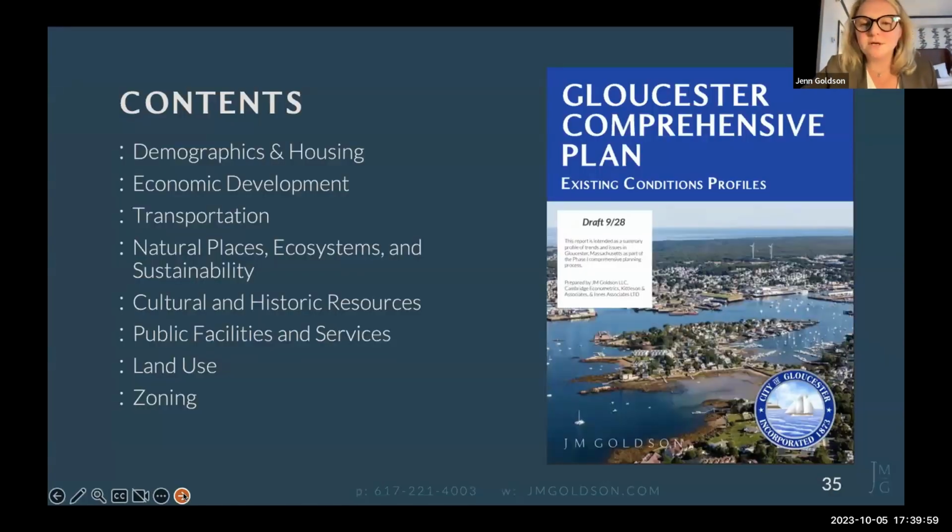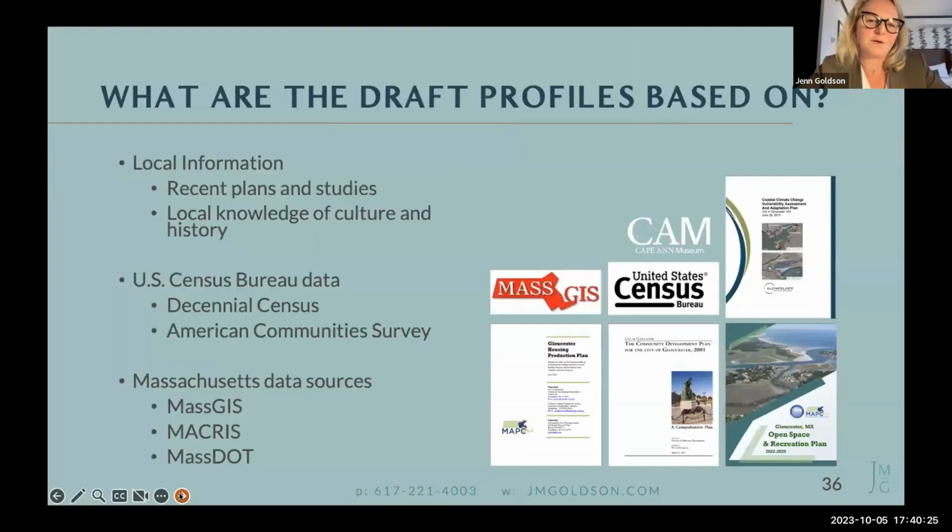All right, and so the contents of this summary document include demographics and housing, economic development and economic conditions, transportation, natural places, ecosystems and sustainability, cultural and historic resources, public facilities and services, land use and zoning. So it's pretty detailed and also broad in terms of all of those different categories.